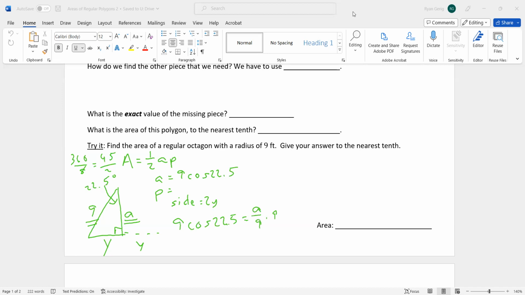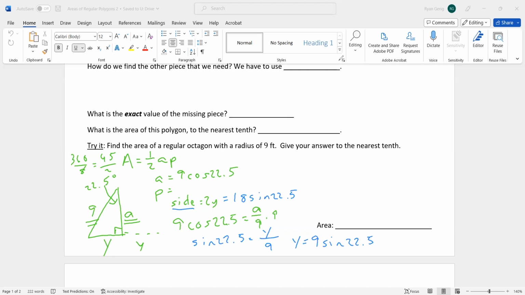All right, I'm going to switch colors because I know it's kind of getting all mixed together here. Let's find y. Well, y is opposite 22.5, and 9 is the hypotenuse, so we're using sine. So sine of 22.5 equals y over 9. So y is equal to 9 sine of 22.5. Now, don't fall for the trap of just typing that in for the perimeter. That's just y. Remember, a side is 2 times that. So a side in this case is going to be 2 times 9 sine 22.5, which is just 18 sine 22.5.